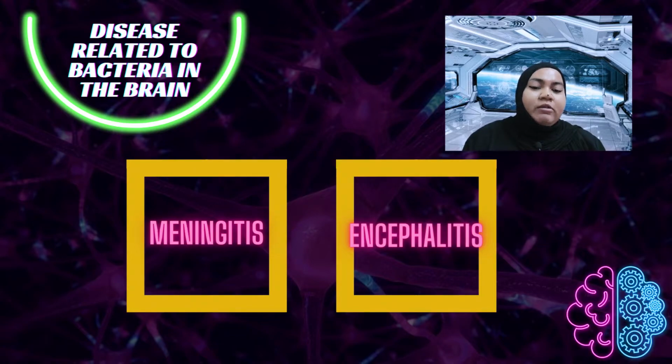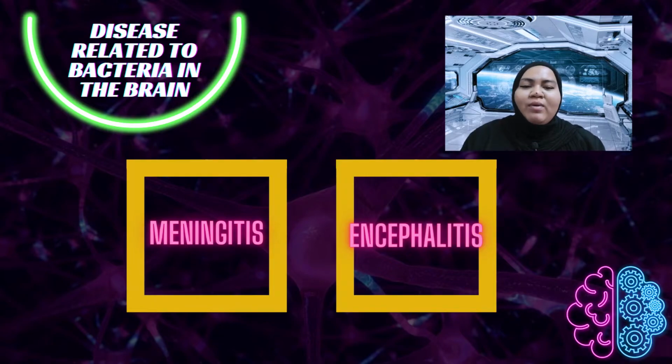Based on the current research, you need to know that bacterial organisms are the most common source of infection that can attack our brain. These viruses and bacterial organisms can affect the nervous system and cause neurological illness. The most common diseases related to bacteria in the brain are encephalitis and meningitis.